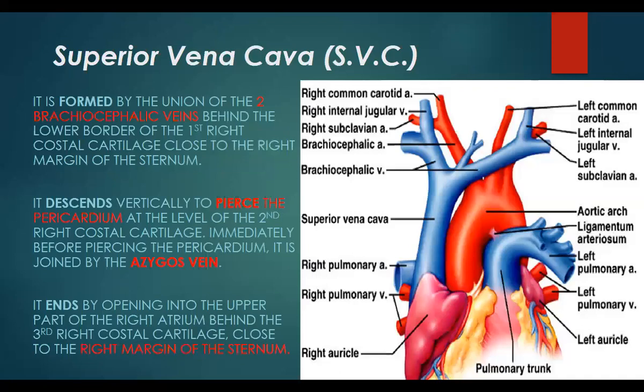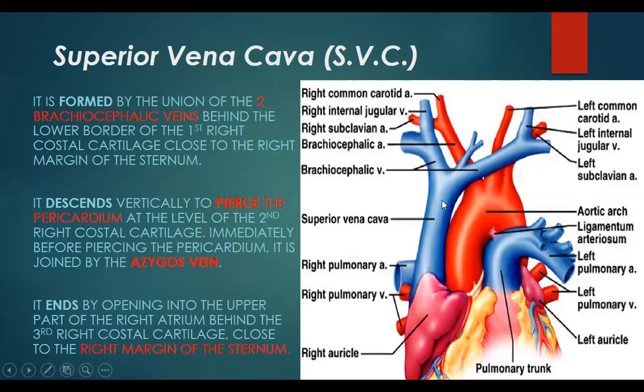So we'll start with the superior vena cava, that is the SVC. Here in this picture, you can see this is the superior vena cava. So here is the heart, this is the right atrium here, right auricle, and here you can see this is the superior vena cava opening into the right atrium.